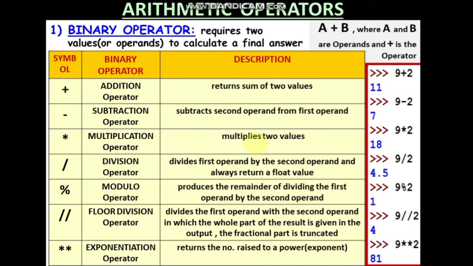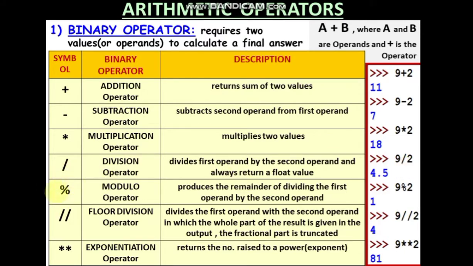Now see slash. Slash is the division operator. It divides the first operand by the second operand and always returns a float value. So whenever you divide anything with a single slash, like 9 divided by 2, if you see the example, you get 4.5. That is, you get a floating point value. If you divide 8 by 2, you will get 4.0. Yes, exactly, it returns a float value.